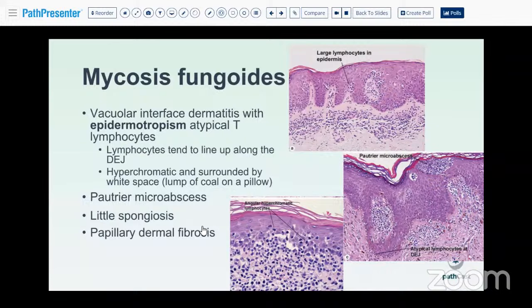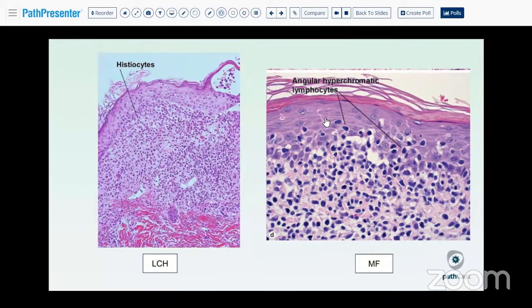There's often a chronicity to these lesions. So we end up with a kind of wiry papillary dermal fibrosis as another clue for mycosis fungoides. So Langerhans cell versus MF, both epidermotropic things, but in this case, we have epidermotropic histiocytes in LCH, and in MF, we have epidermotropic atypical lymphocytes.